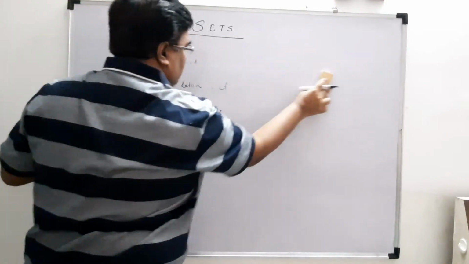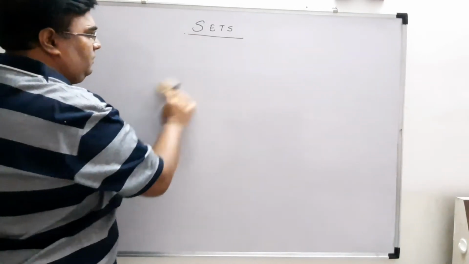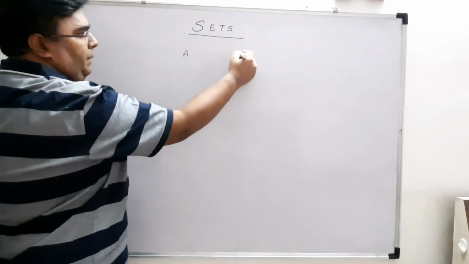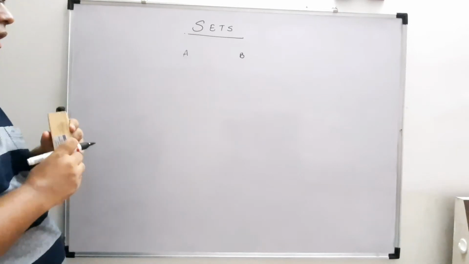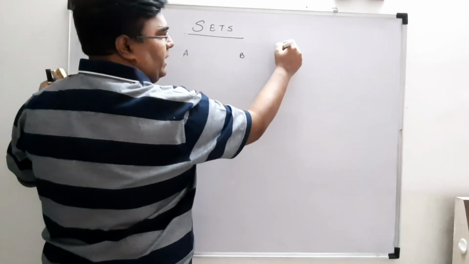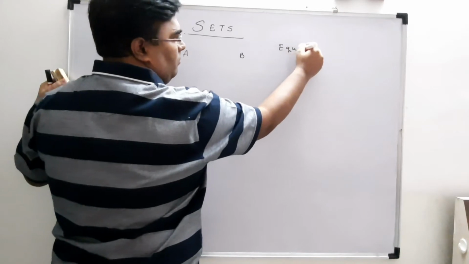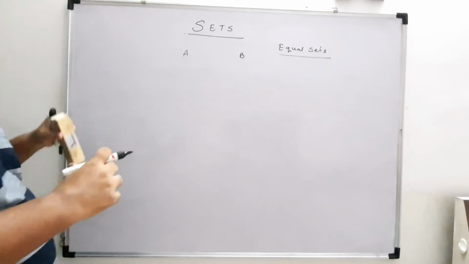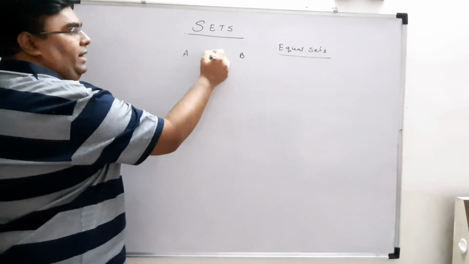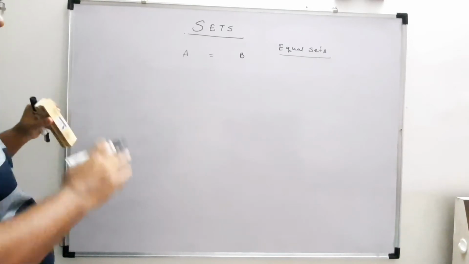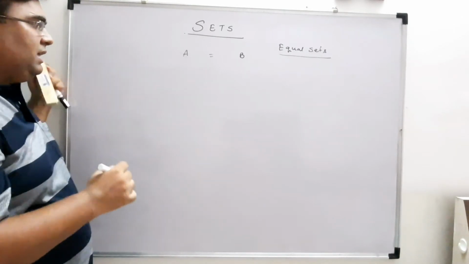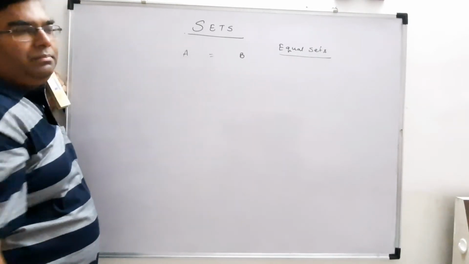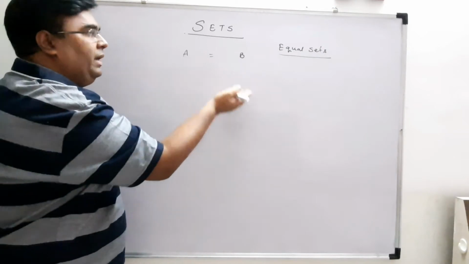So next is two sets. Suppose A and B. There are two sets. Okay, we are talking about equal sets. Two sets can be equal. We can write A equals to B, but there is a condition. Condition is that all the elements of A should also be in B, and all the elements of B should also be in A.